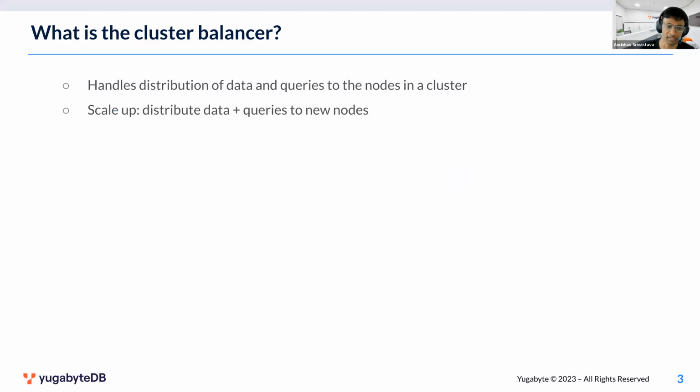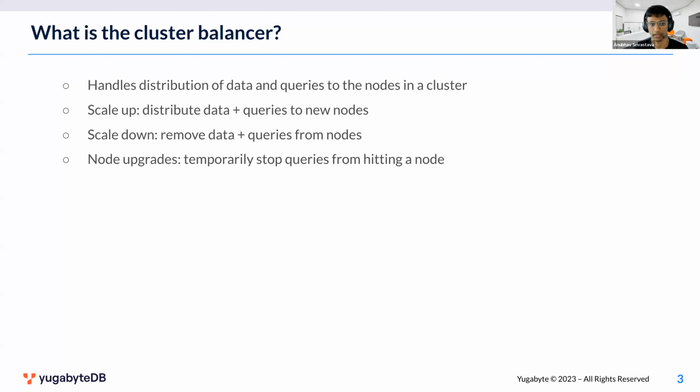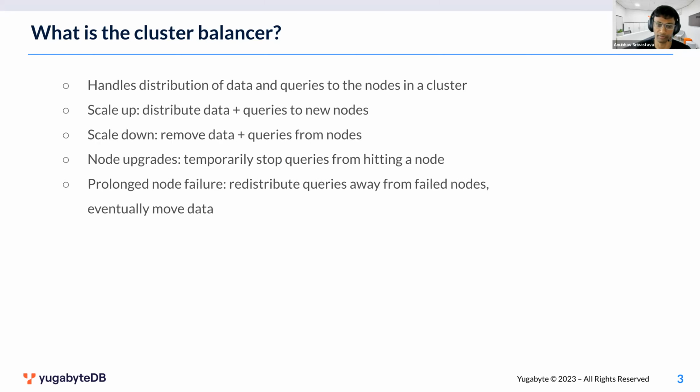Briefly, some of the examples are scale up, where you might want to distribute your data to your new nodes and also move your queries onto those new nodes. Scaling down, where you want to remove your queries and your data from nodes that you want to remove from your cluster. Upgrading a node, where you might want to temporarily stop queries from hitting a node, but maybe not move data off while you upgrade the node's OS, for example. And a prolonged node failure. This can be an unplanned failure where we want to quickly redistribute queries away from a failed node and eventually move all of the data off of the node.